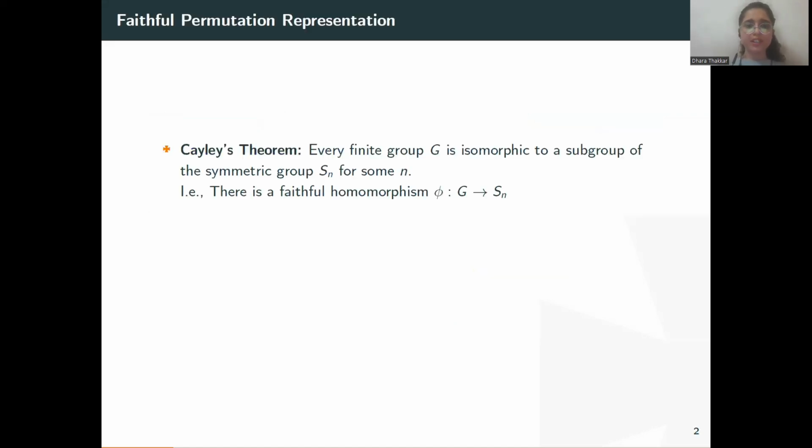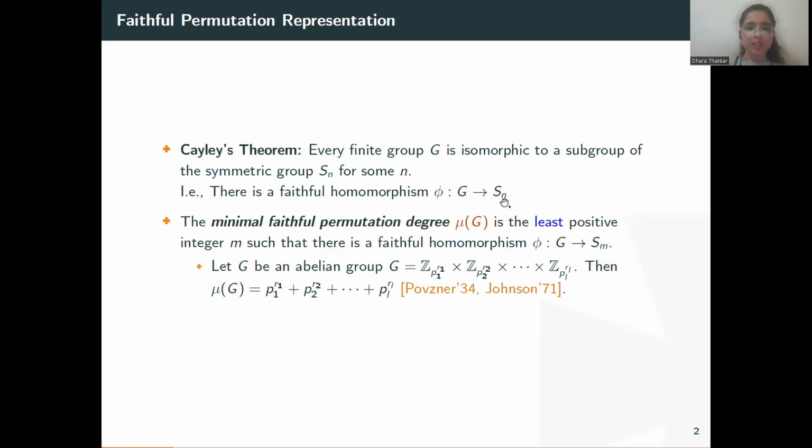So in group theory, Cayley's theorem says that every finite group G is isomorphic to a subgroup of some symmetric group, or equivalently we can also say that we have a faithful homomorphism from G to Sn. The minimal faithful permutation degree, denoted μ(G), is the least positive integer m such that there is a faithful homomorphism phi from G to Sm.